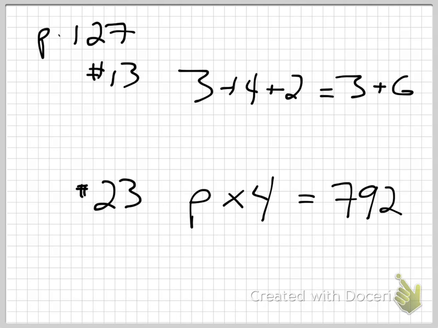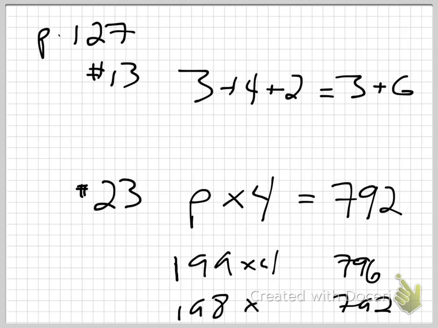He subtracted 4 each time, right? Because subtracting 4 would be 1 less of this. So 796 would be 199 times 4. 792 would be 198 times 4. Does that make sense?